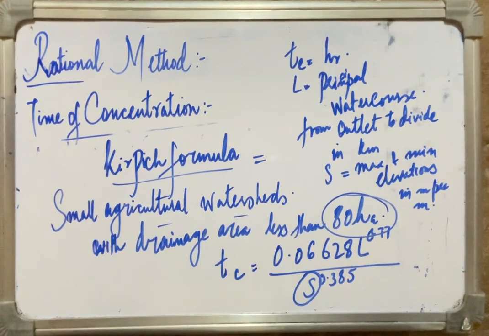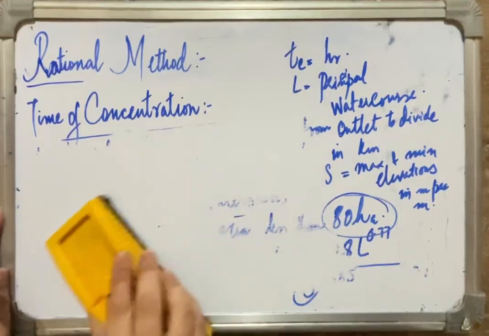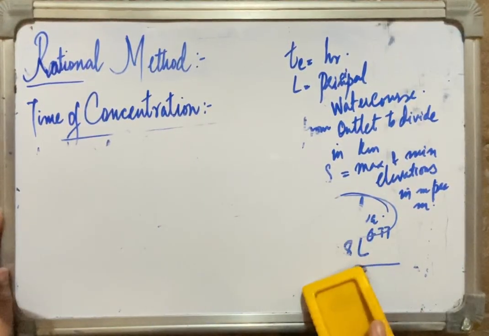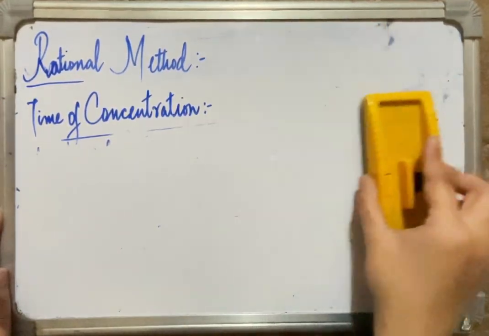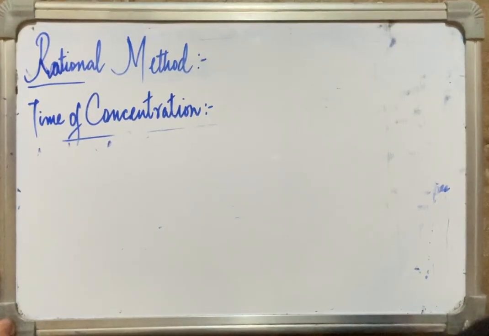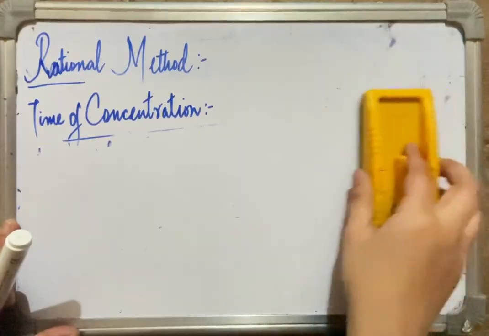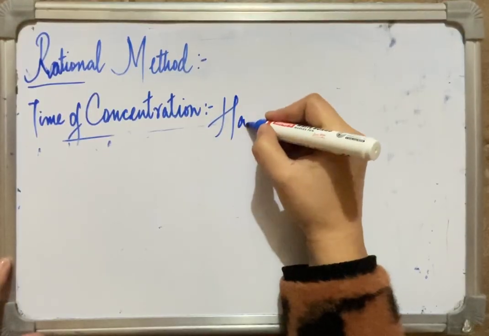Another formula which is used for the estimation of the concentration time is that of Hathaway. Now let's study the Hathaway formula for finding the time of concentration. This was about the Kirpich formula. We already studied the generalized empirical formula, the Richards formula and Danson's formula. So another formula used for estimation of concentration time is known as the Hathaway formula.